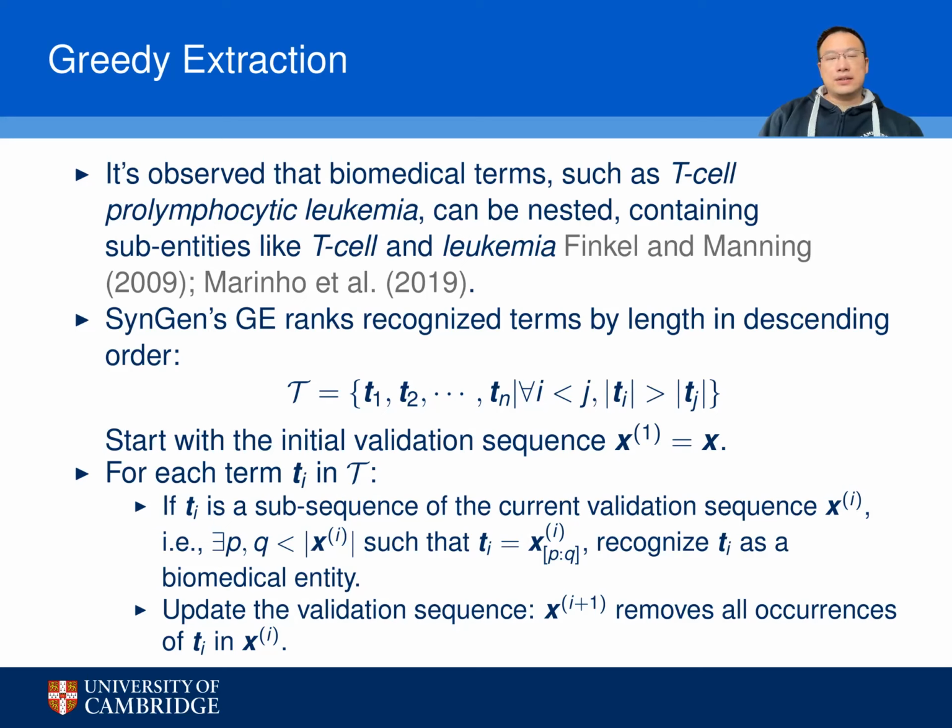SynGen's greedy extraction component will first rank the recognized terms by their length in descending order, and then it starts with the initial validation sequence X1 and sets it to X. And then we will iterate for each item in the set T. If Ti is a subsequence of the current validation sequence Xi, we will first insert Ti as a biomedical entity, and then we will remove the subsequence in Xi, and we will do the iteration again.